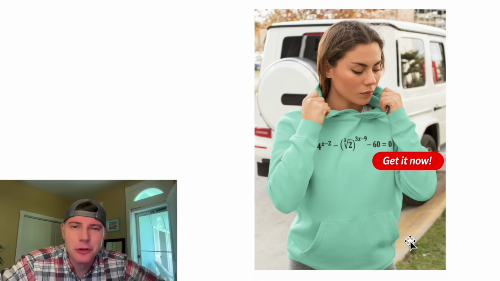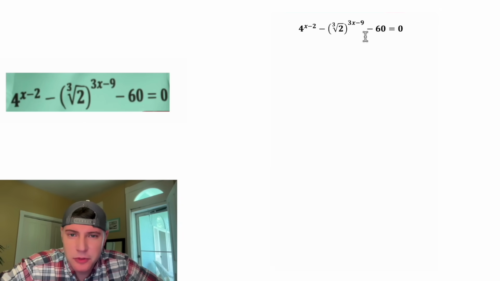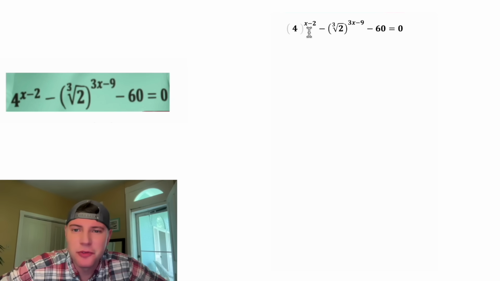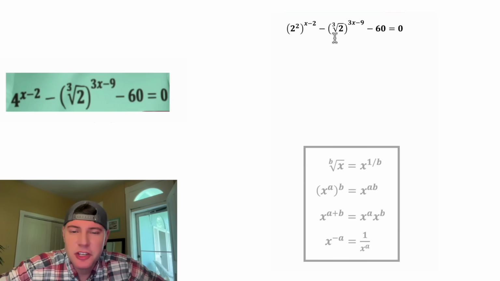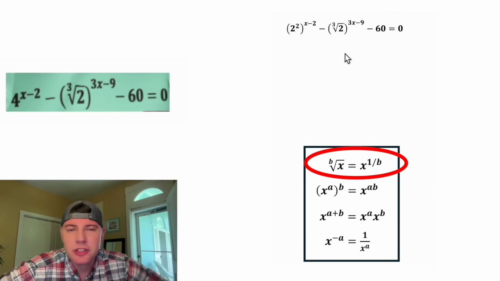If you want to try it on your own, pause it right now, because I'm going to solve it in 3, 2, 1. First, I'm noticing we have two terms with an x in the exponent, and both of them can be rewritten with a base of 2. We can rewrite this 4 as 2 squared, and to do this cube root of 2, we can use these notes right here. It says the bth root of x is equal to x to the power of 1 over b. So something like the cube root of 2 would end up being 2 to the 1/3.